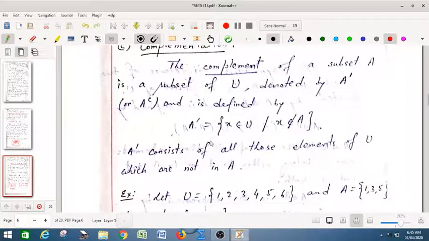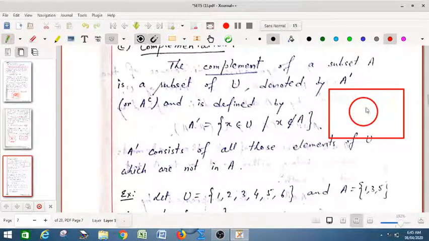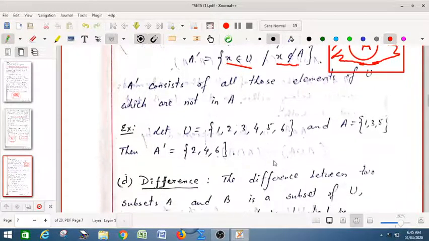Next, complementation. The complement of a subset A is denoted by A dashed or A C, or A prime. A prime is equal to X belongs to U, the universal set, but X does not belong to A. Let us have a Venn diagram for clear understanding. This is your A set. Your complementary part is the external region, outside the circle, within the universal set. So X belongs to the universal set but X does not belong to A. If your universal set is 1 2 3 4 5 6 and A is 1 3 5, what is your complementary part? 2 4 6, which are not in A.